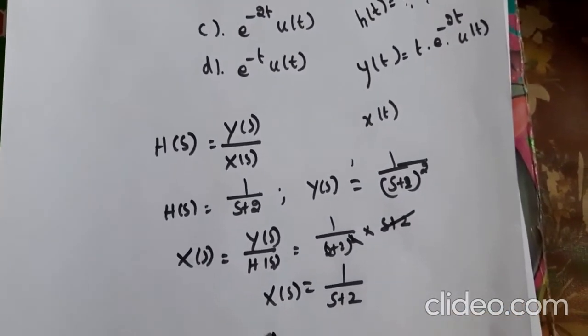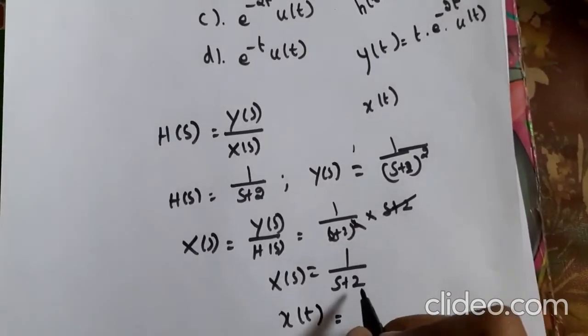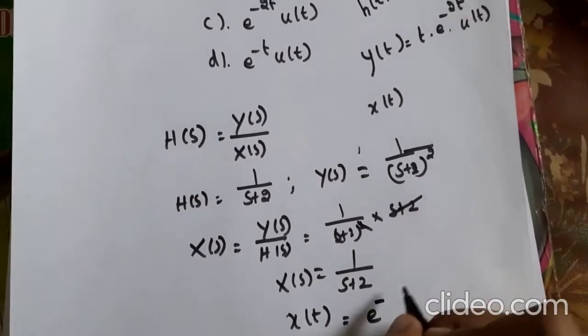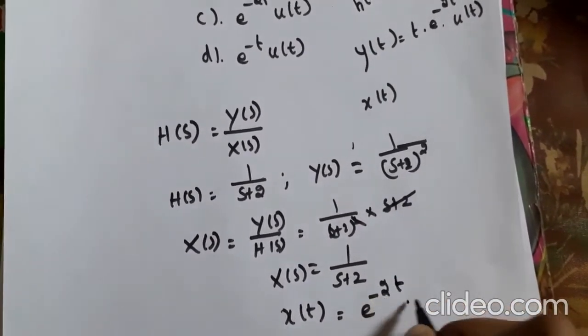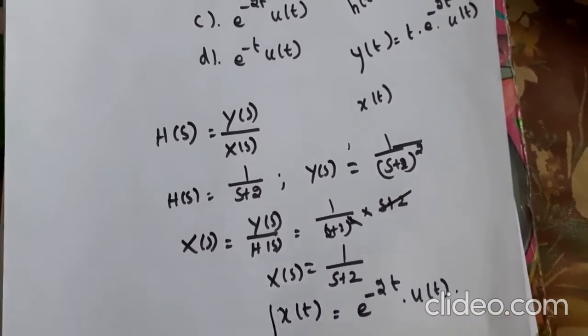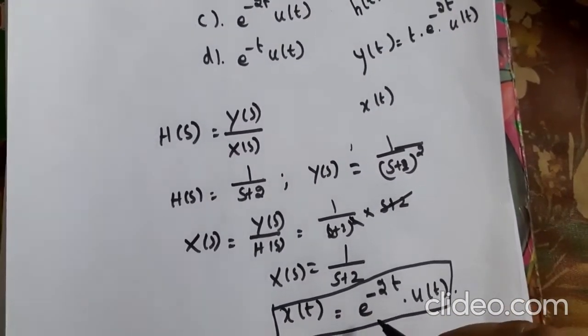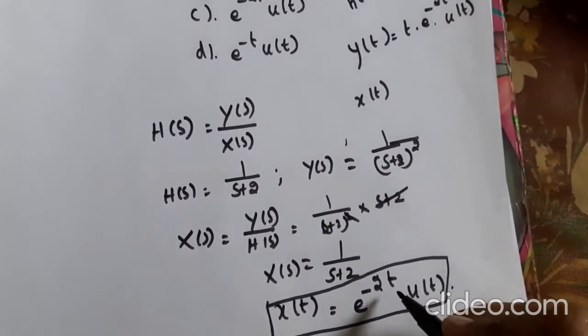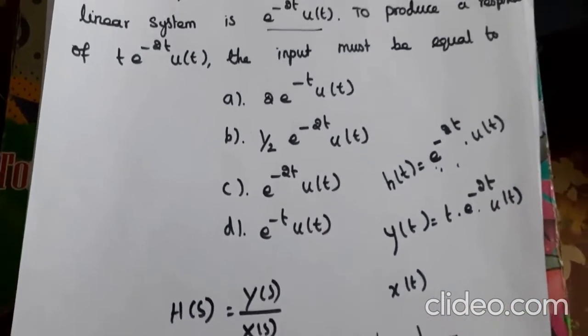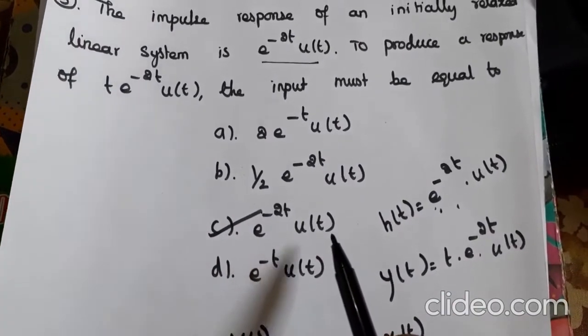From that we can find x of t. The inverse Laplace transform is e power minus 2t into u of t. So this is the input signal of this system, x of t equal to e power minus 2t into u of t. So here the answer is C, e power minus 2t into u of t.